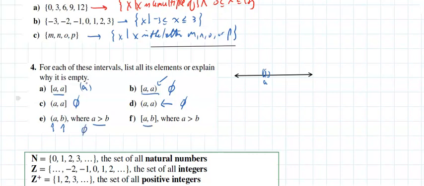And if they include both ends, think of interval notation on a number line. If that's a and that's b, it's all the elements between a and b, but they tell you here that a is bigger than b. So that can't happen. You can't have a value here. If a was less than b, or less than or equal, that would work. But to have a be bigger than b doesn't make sense. So this set is empty as well.